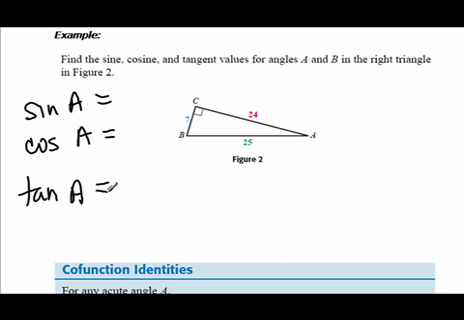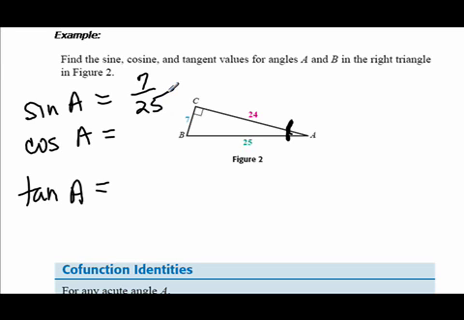We know that the sine of an angle is opposite over hypotenuse. So here we are at A. What side would be the length opposite from A? 7, or BC. So we're looking at 7 over hypotenuse, which is 25. So the sine of that angle is 7/25.